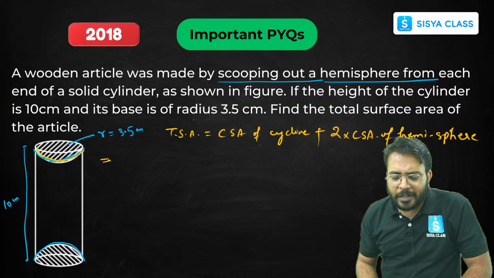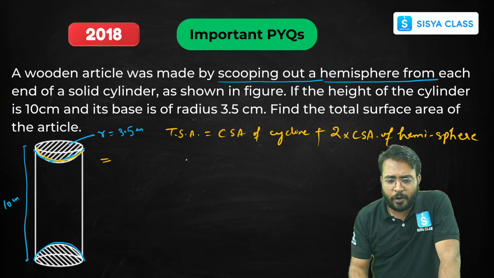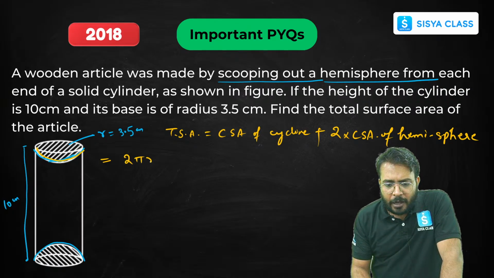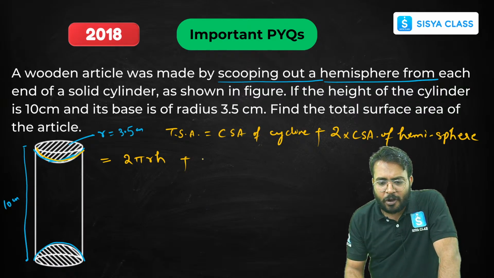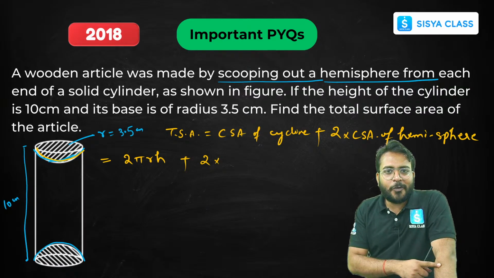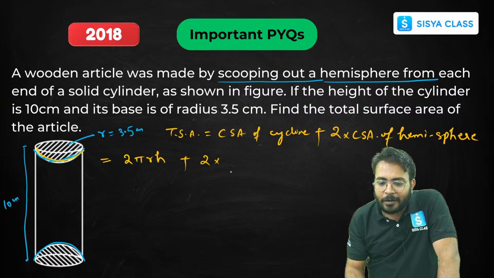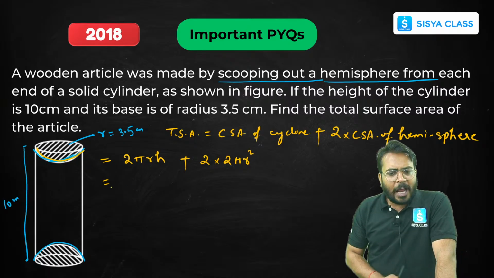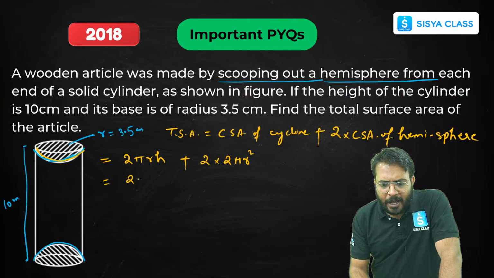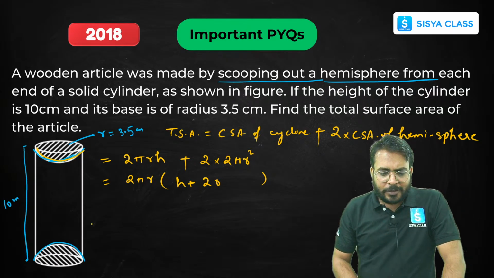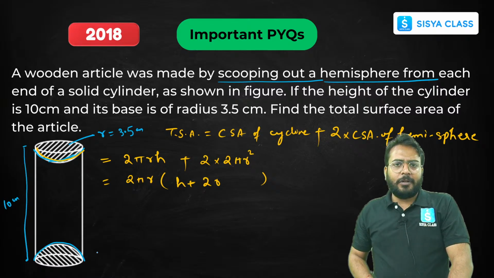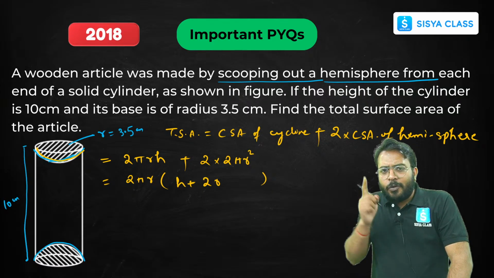Now just substitute your formulas. Curved surface area of your cylinder is 2 pi r h plus twice of the curved surface area of your hemisphere, which is 2 pi r square, yes or no? Now can we take something common? Sir, we can take 2 pi r common. Yes, we can take 2 pi r common. Here we are left with h, and here with 2r, 2 into r, yes or no?